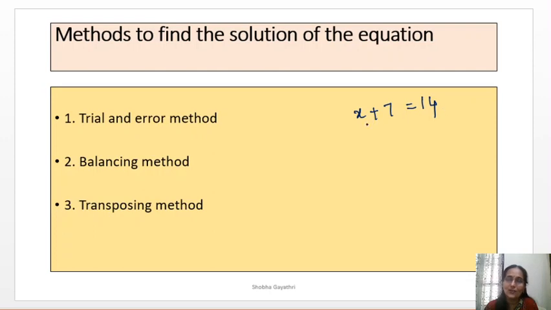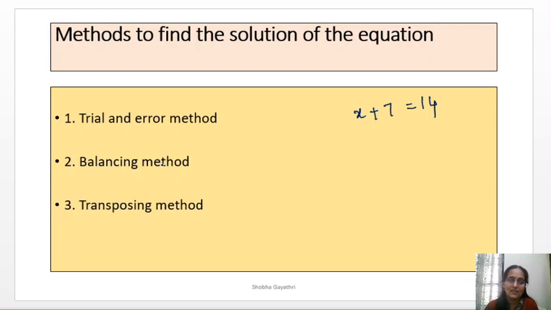RHS, you have to try. It is not practical when the sum is complicated. When you have complicated equations, it is not practical to get the solution from this method. So the next method is the balancing method. We will visualize the balancing method in the next slides.